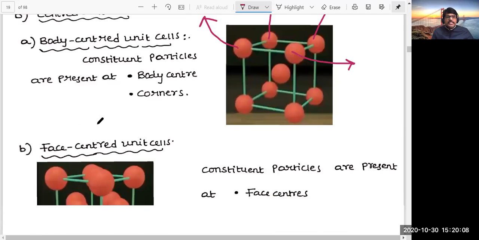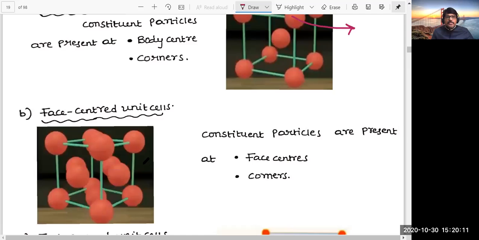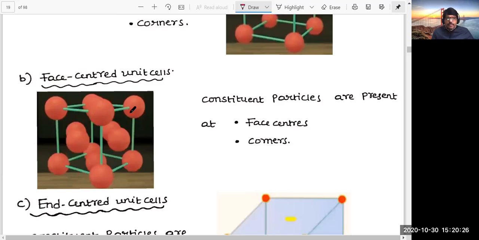Next, face centered unit cells. To explain face centered unit cells, I have chosen this diagram. So along with the corners, particles are also present at the center of the face. Now, please observe this carefully. In the continuation videos also, I will be referring to front face, back face, left face, right face, top face, bottom face, right? So in my opinion, this is the right face. This is the left face. This is the top face.